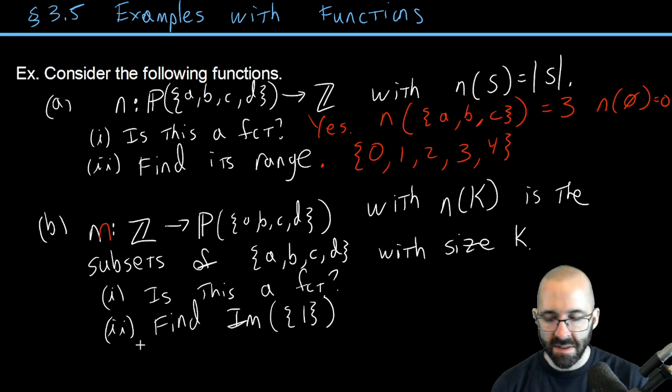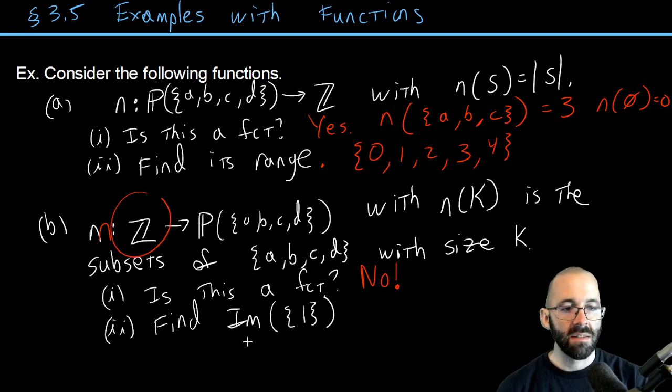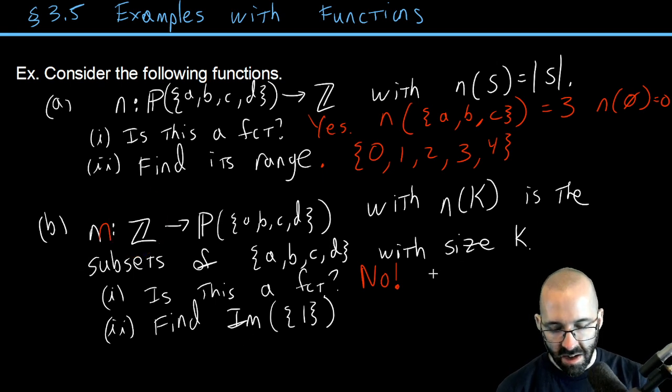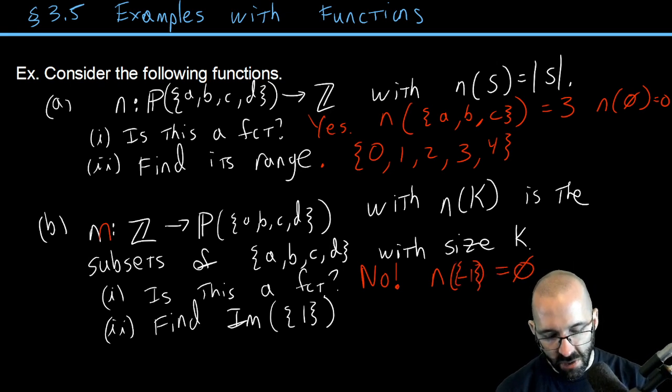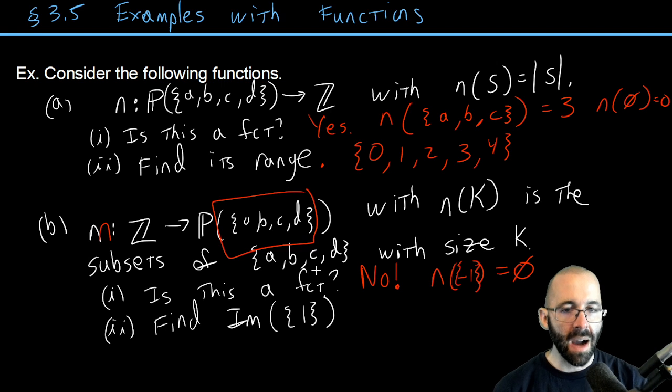So is this a function? Definitely not. This fails both requirements. First off, not every element in the domain has a function value, right? M of the set containing -1 is the empty set. How many subsets of this, how many elements of the power set of this have size -1? None of them do. There's no output for this input.